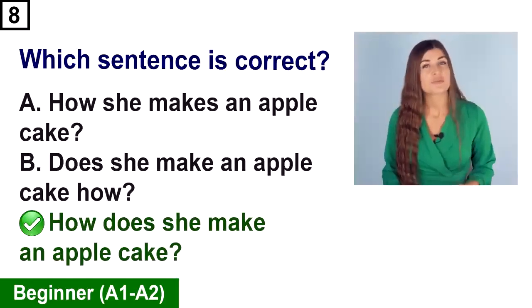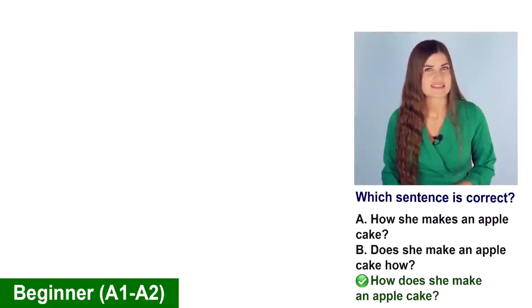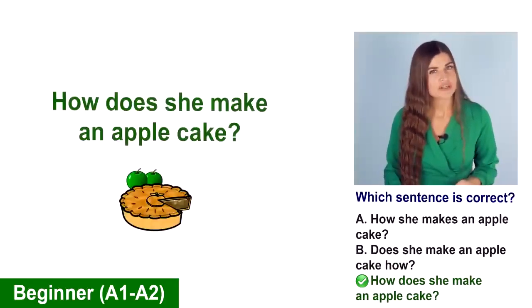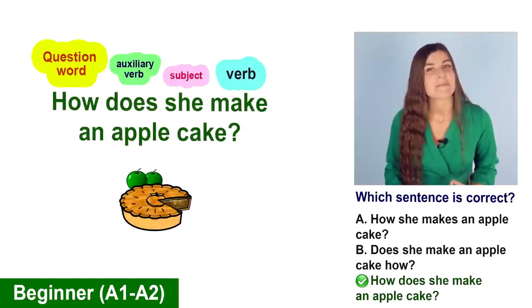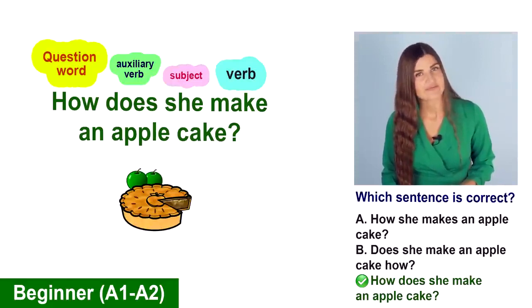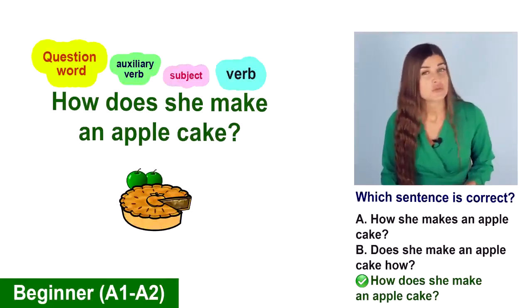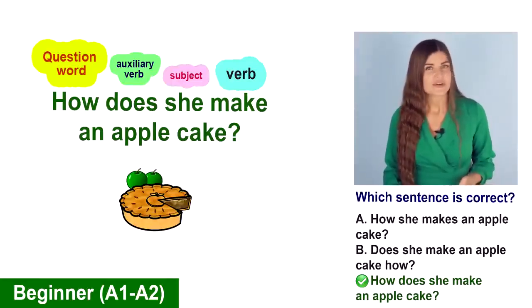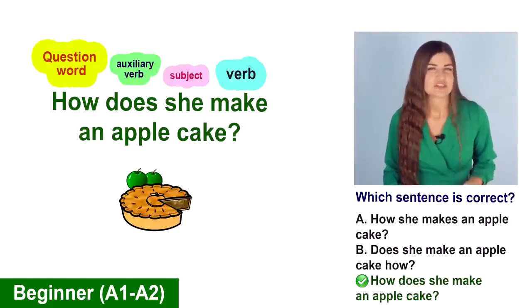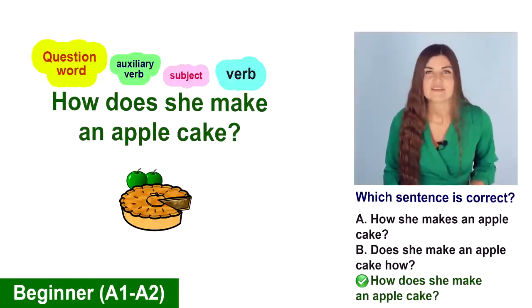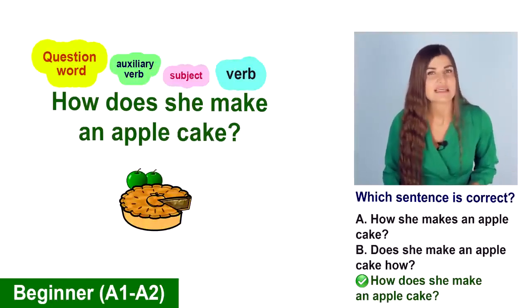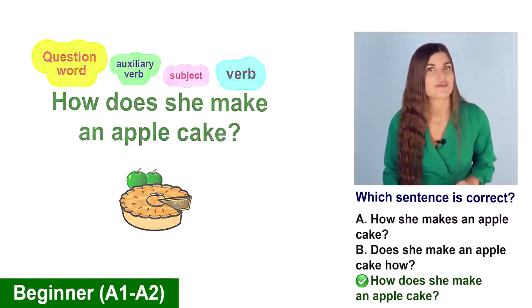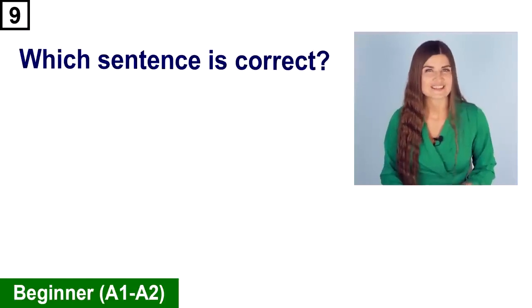The question form in English is always like this. We have a question word, an auxiliary verb, a subject, and a main verb. How does she make an apple cake? In this case, the question word is how, the auxiliary verb is does, the subject is she, and the verb is make. So, how does she make is the correct word order. Let's move on to the next one.